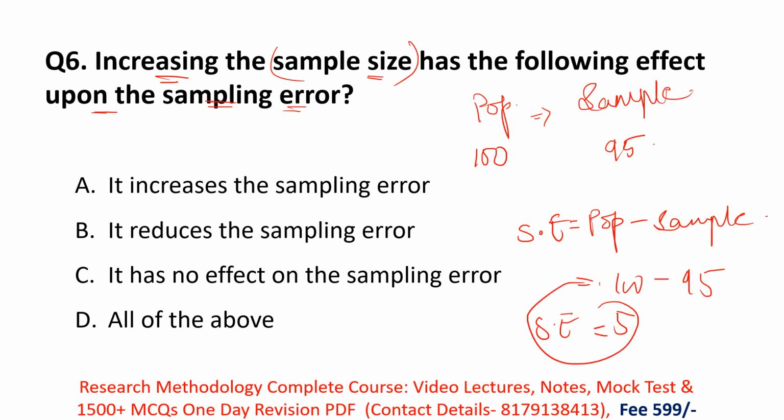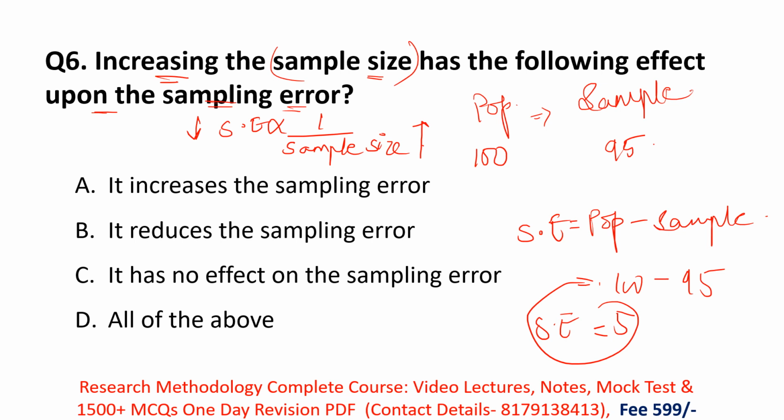From this, what we are getting is, remember, sampling error is inversely proportional to sample size. That means if I am taking a large sample size, then what will happen to my sampling error? My sampling error will automatically start reducing.